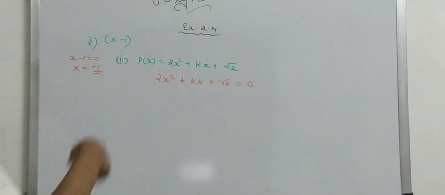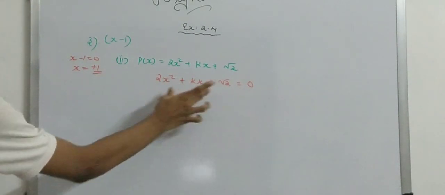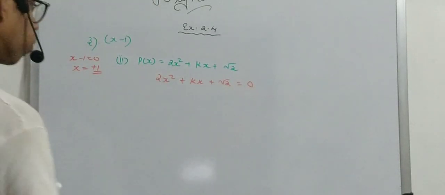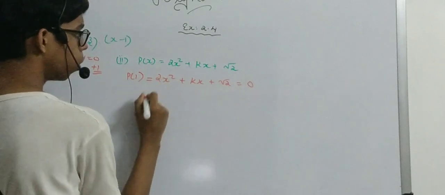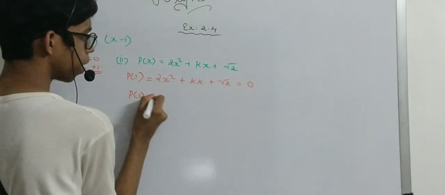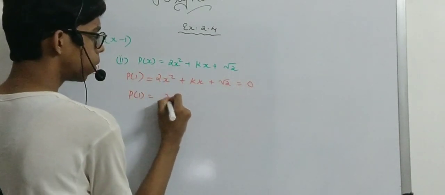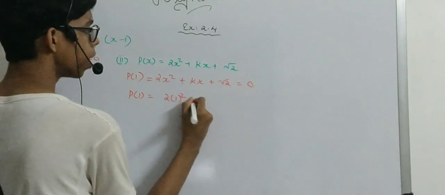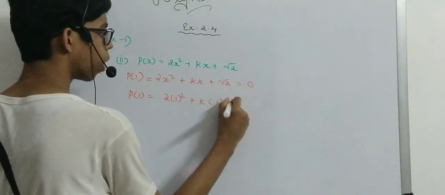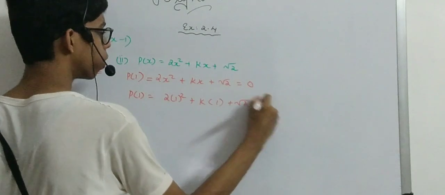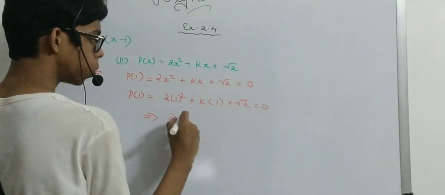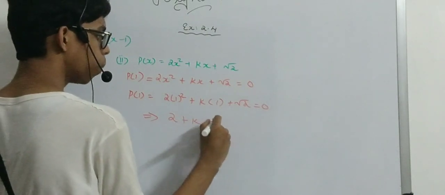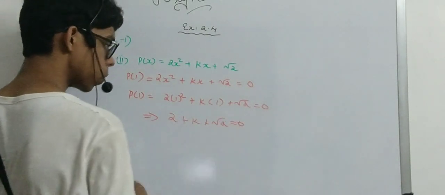Now what should we do? Since x is equal to plus 1, substitute in this equation. Okay, this is your p of 1 we have to find. So p of 1 is equal to 2 into 1 square plus k into 1 plus root 2 equal to 0. Okay, now we can just solve it. So 2 plus k plus root 2 equal to 0.